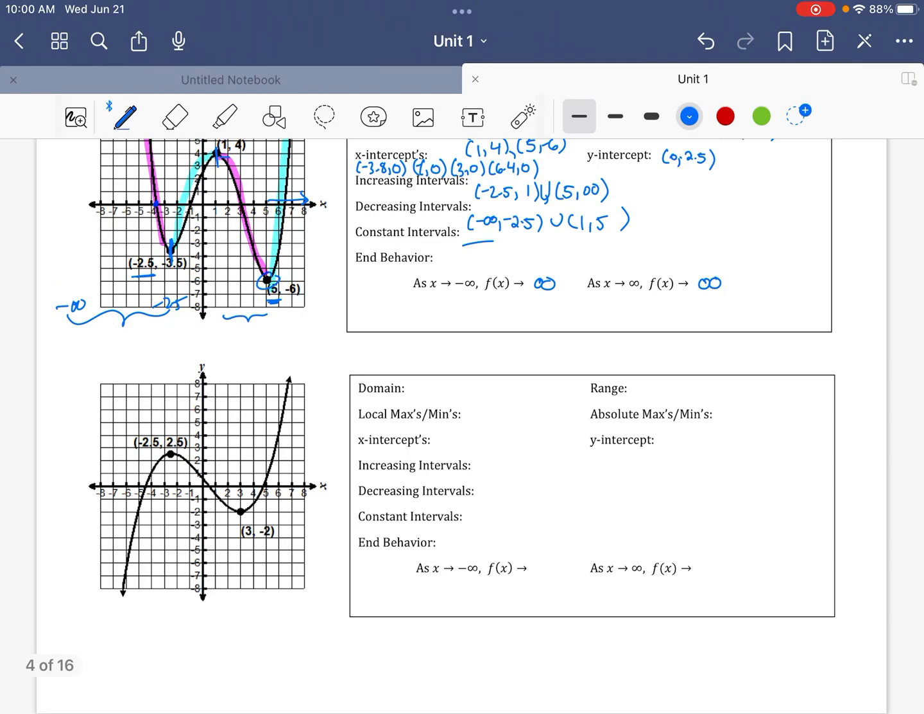All right, last one right here. My domain, this graph looks like it goes left and right forever, no breaks or gaps. My range, it goes up forever, down forever, no breaks or gaps.